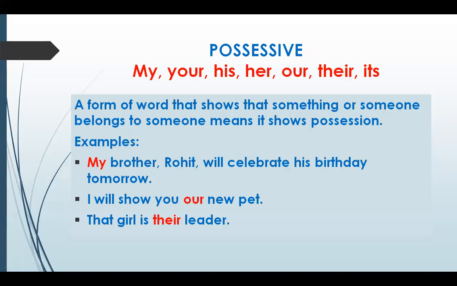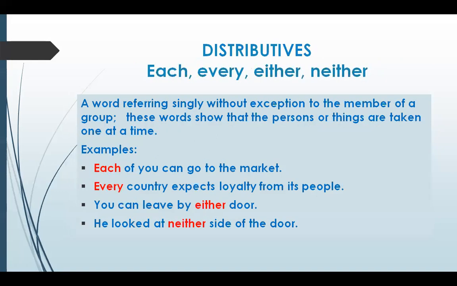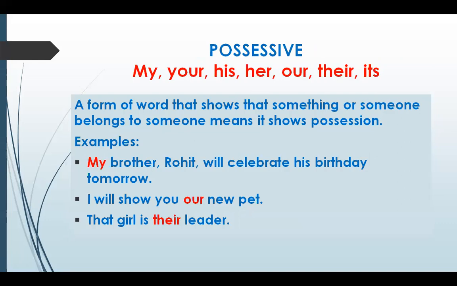Then the next is possessive. Possessive, these words are also used as pronouns, but when you are using it as determiner, remember that the noun should follow with these words. So these are the form of words that show that something or someone belongs to someone, means it shows possession, right? So words like my, your, his, her, our, their, its, these all are the words which shows possession, right?